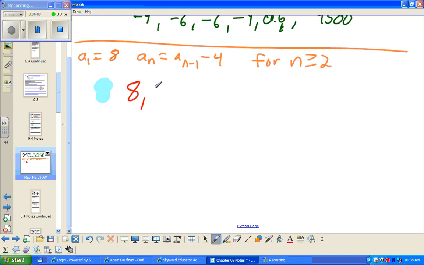8 minus 4 is 4. Then we plug 4 back in. 4 minus 4 is 0. Plug 0 back in. 0 minus 4 is -4. And then we also are supposed to find the 8th term.